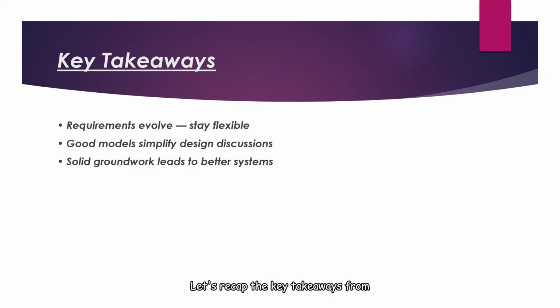Let's recap the key takeaways from today's session. Requirements gathering is an iterative and dynamic process that lays the foundation for everything that follows in system design. Clear, actionable models like use cases, user stories, and domain models are essential for translating abstract requirements into a concrete design. Effective analysis, prioritization, and validation of requirements lead to better system designs and reduce the risk of rework later in the development process.